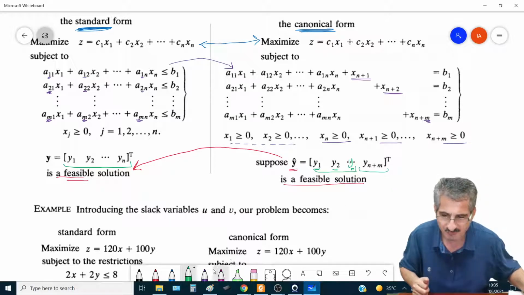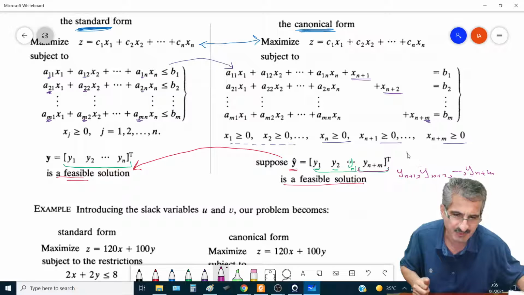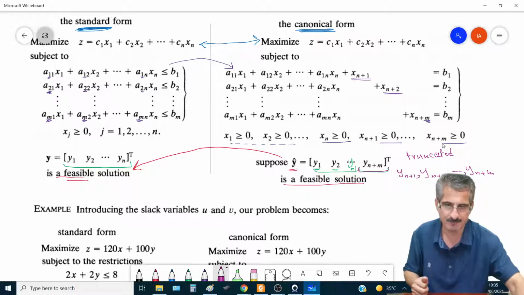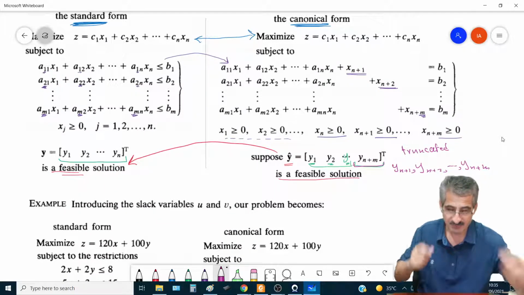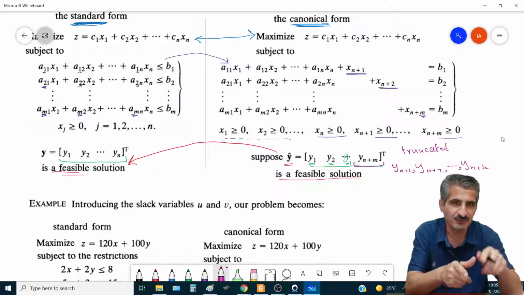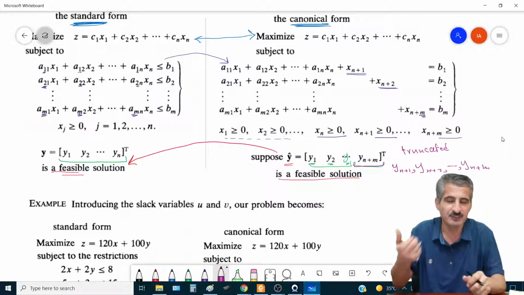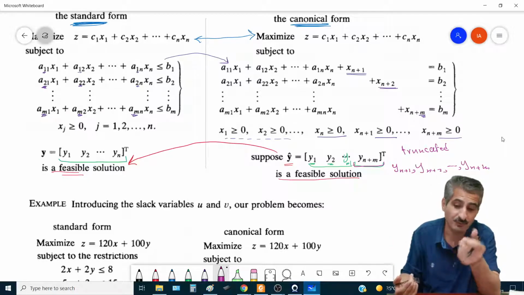So the ones we left behind, what are they? They are yn plus 1, yn plus 2, all the way to yn plus m. So we truncated these things. Good. So convert standard form to canonical form. Make a solution for the canonical form using linear algebra. You get a solution. Truncate the new coordinates we added, and then you get a solution for the standard form.